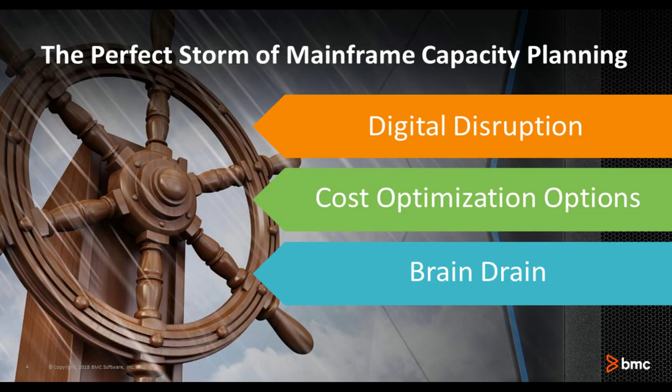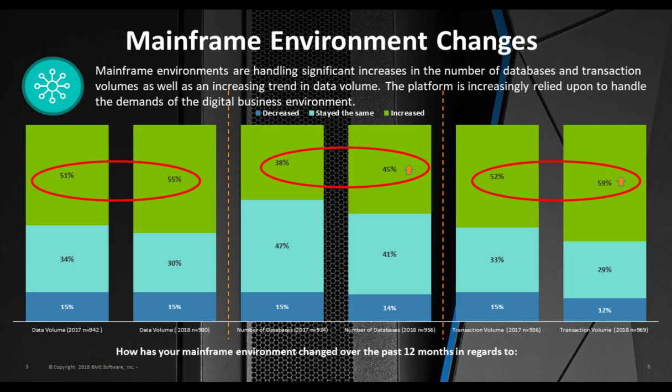So this perfect storm, though, of three elements is going to make us take a new look, perhaps, at how we do things: digital disruption, cost optimization options, and what we'll call the brain drain. So let's drill into those just a little bit more with some data.